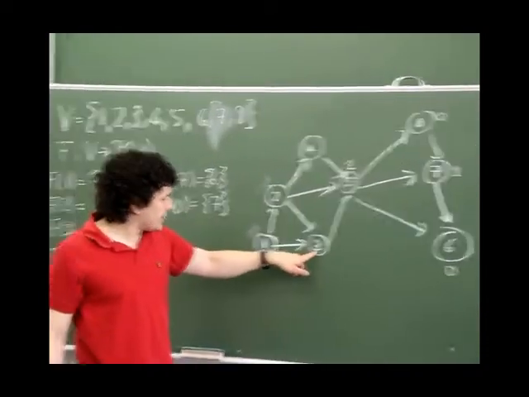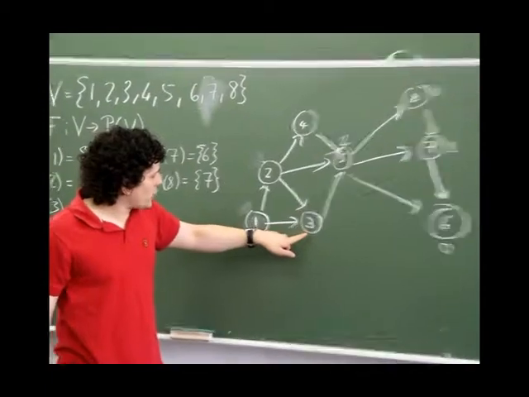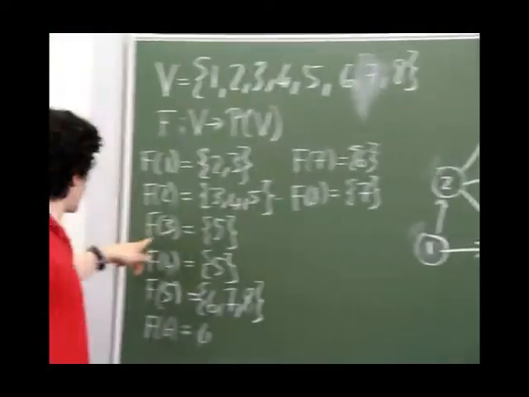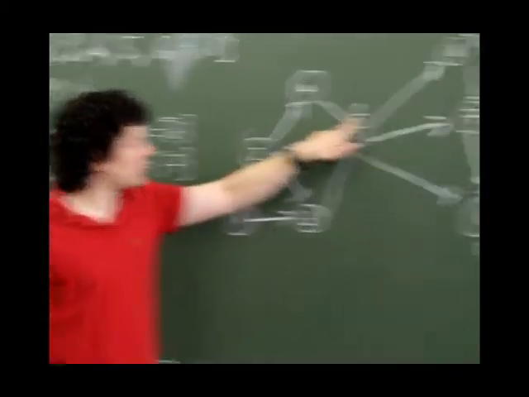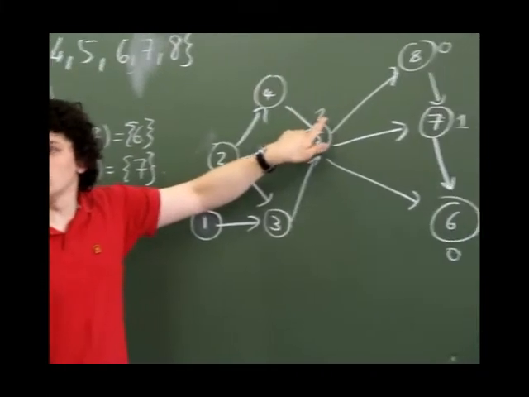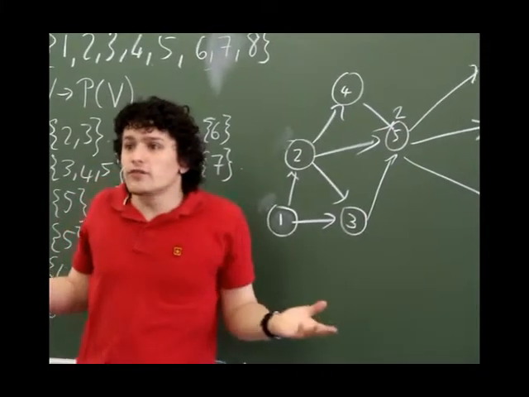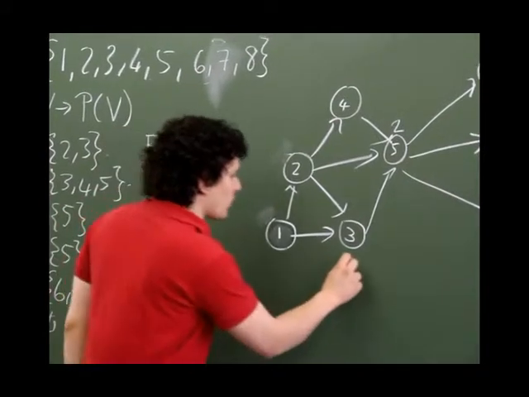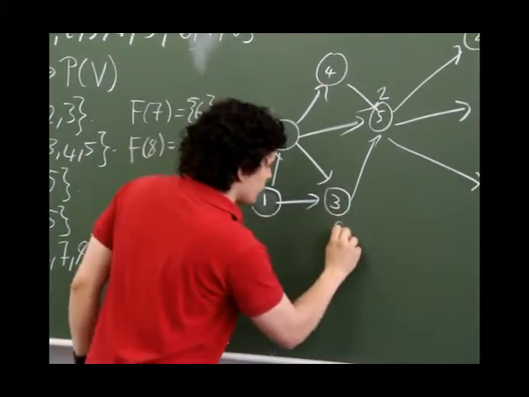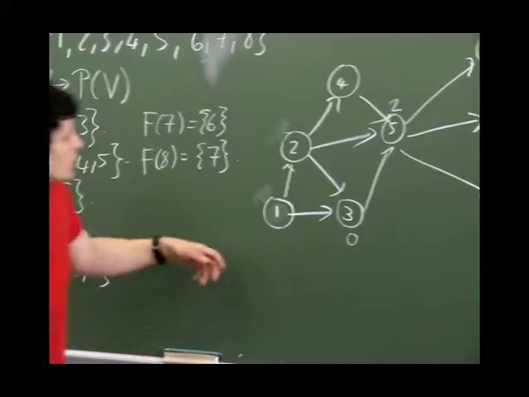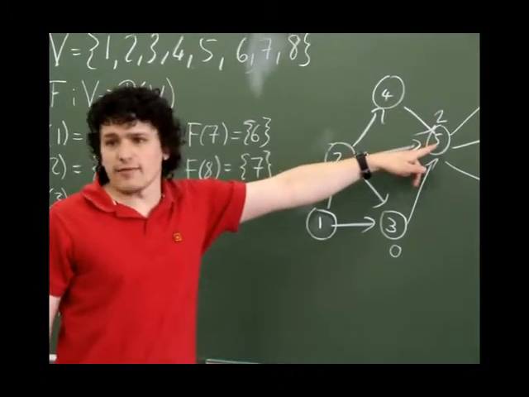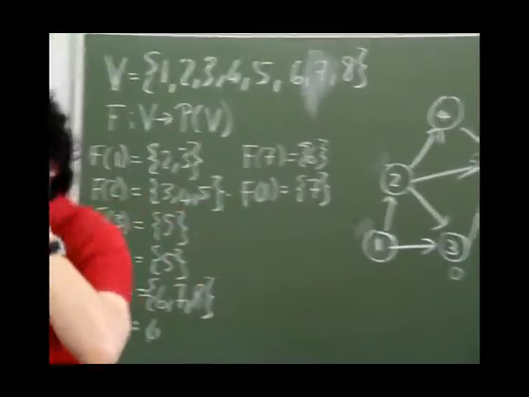For 3, its only neighbor is 5, right? We can check by looking here. Its only neighbor is 5, so what number did we assign to 5? We assigned it 2. That means 0 is free. So 3 can call itself 0. For 4, its only neighbor again is 5. Yes? We just start with the lowest one.